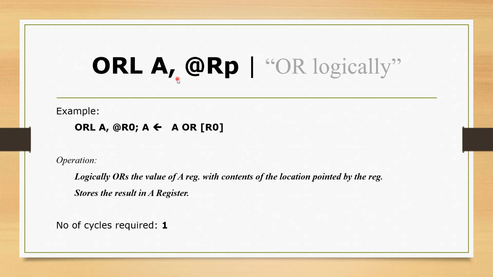That is indirect addressing, ORL A comma @RP, where RP acts as a register pointer. Example, ORL A comma @R0. Here it logically ORs the value of the A register with the content of the location pointed to by the register R0. The R0 register contains some value, maybe 30. That 30 means it is pointing to memory location 30 of the internal RAM. So from internal RAM location 30 you get the data, it is ORed with the value in the A register, and the result is stored in the A register. Number of cycles is 1.